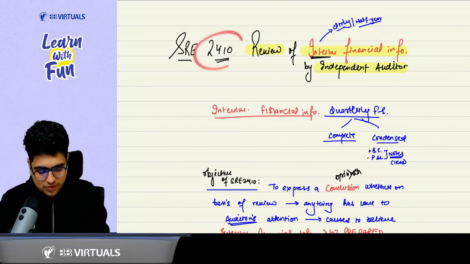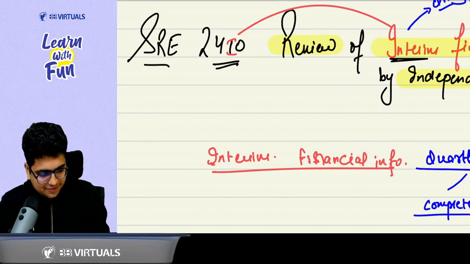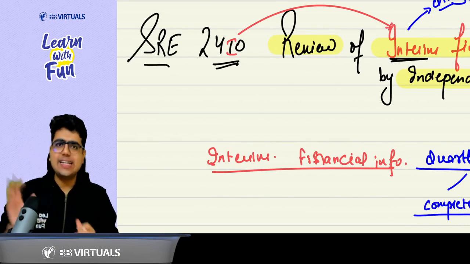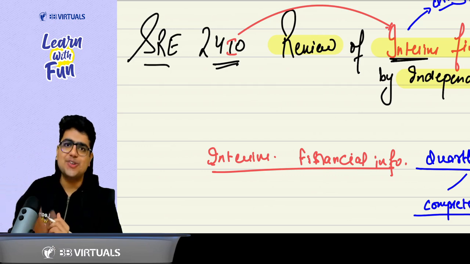Sir, what does 2410 talk about? I say this is not 2410. This is 24I0. I for interim financial information. What is the right age to wear a sari? Sir, 24. So remember this 24I0.